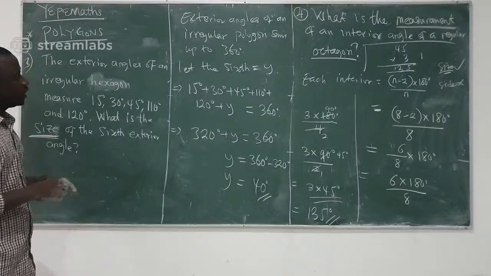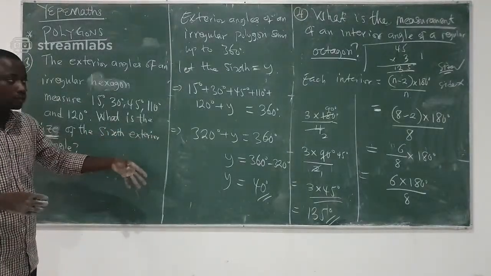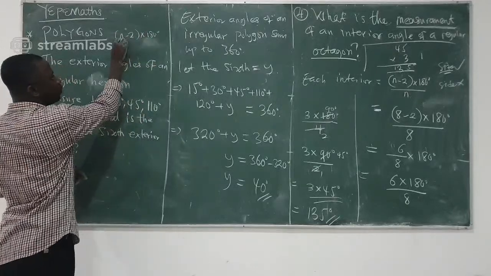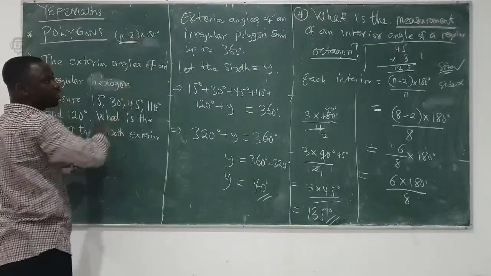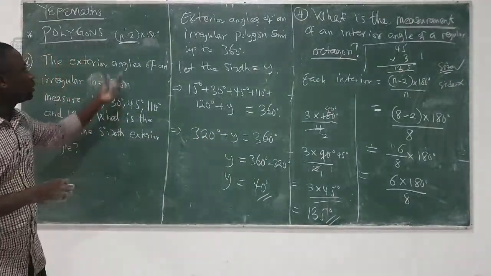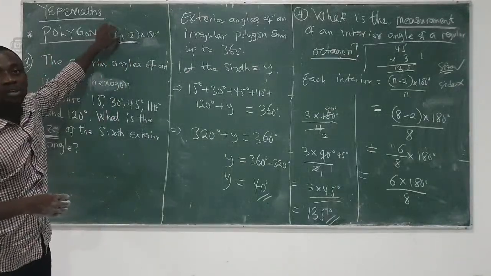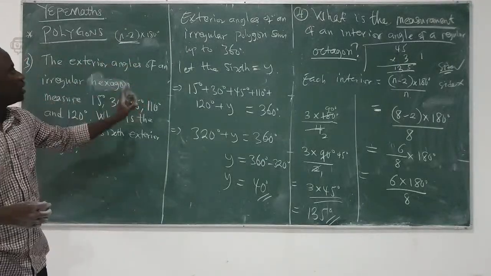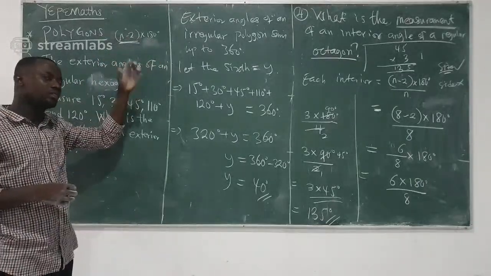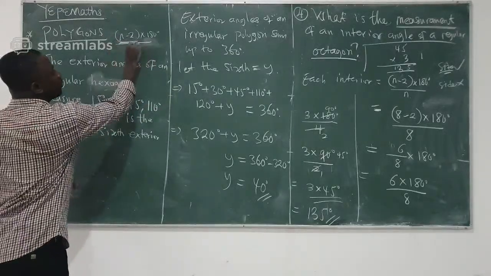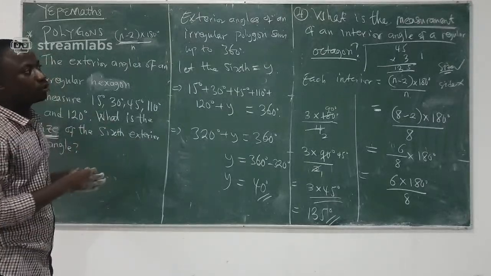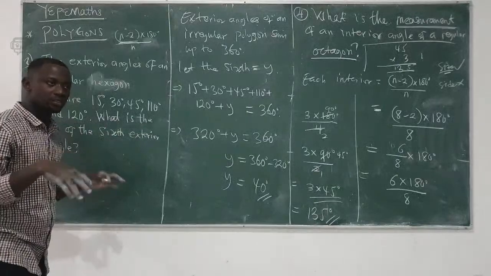Irregular has different sides. Then we came out with how to find the sum of interior angles of a regular polygon, which is n minus 2 times 180 degrees. Given any regular polygon, the number of triangles is n minus 2, where n is the number of sides. Each triangle has interior angles summing to 180 degrees, so multiplying gives you the sum. If you want each angle, divide by n. We also learned that exterior angles sum to 360, so each exterior angle is equal to 360 divided by n.